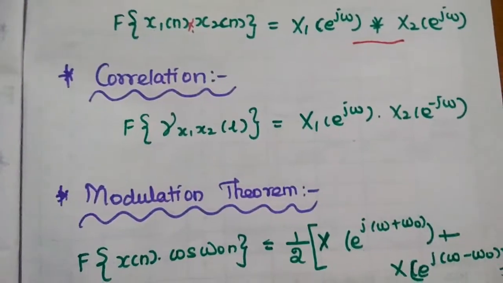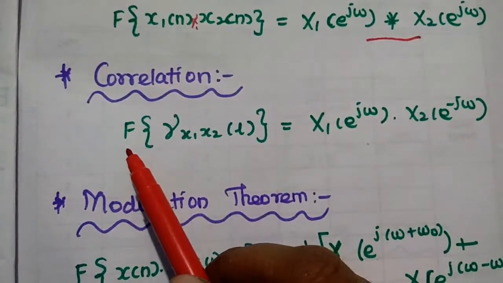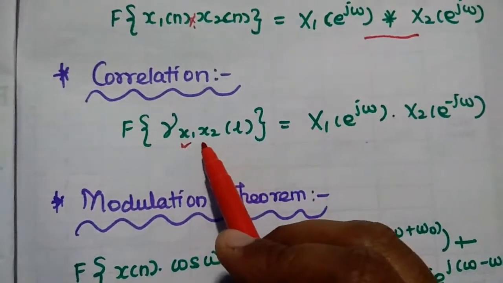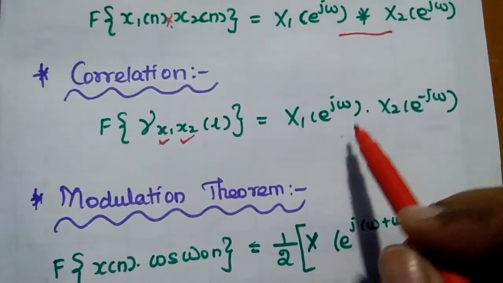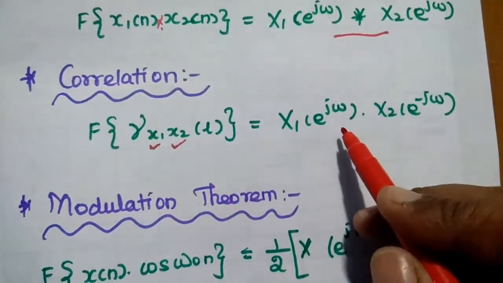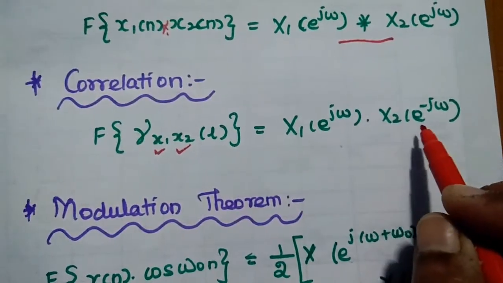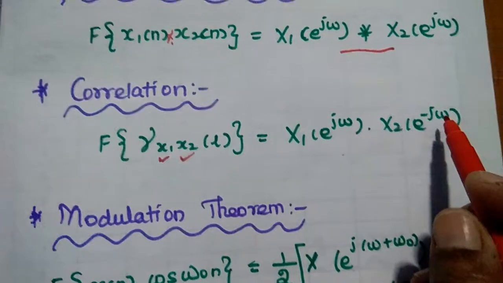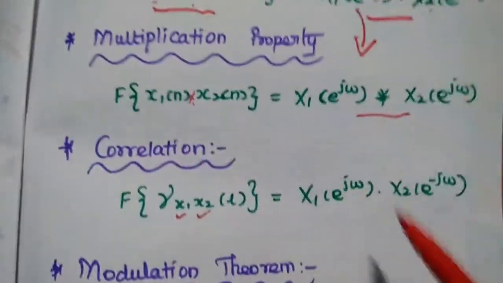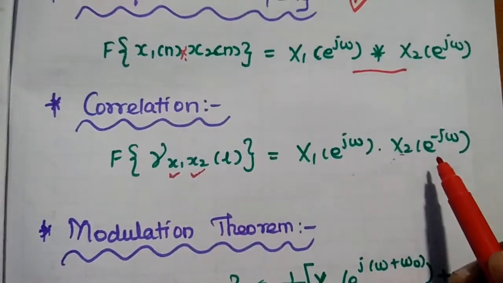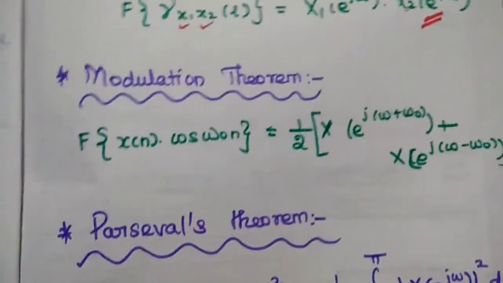Next, the correlation property. If I find the Fourier transform of the correlation between two signals x1 of n and x2 of n, that results in the multiplication of X1 of e power j omega and X2 of e power minus j omega. So here it is like convolution, both are the same transforms, but the second signal is the inverted signal. Okay. So next, the modulation theorem.